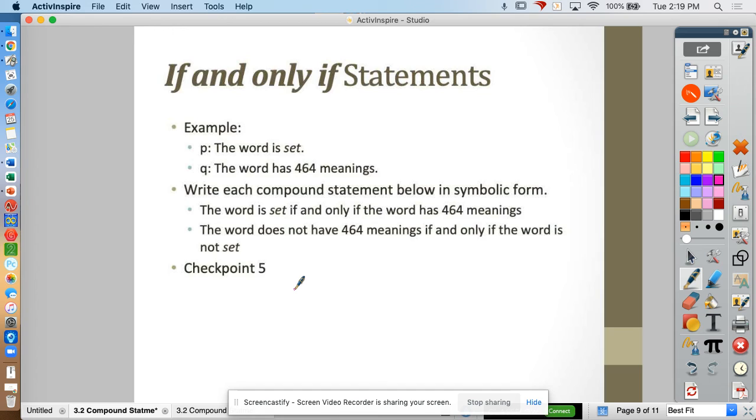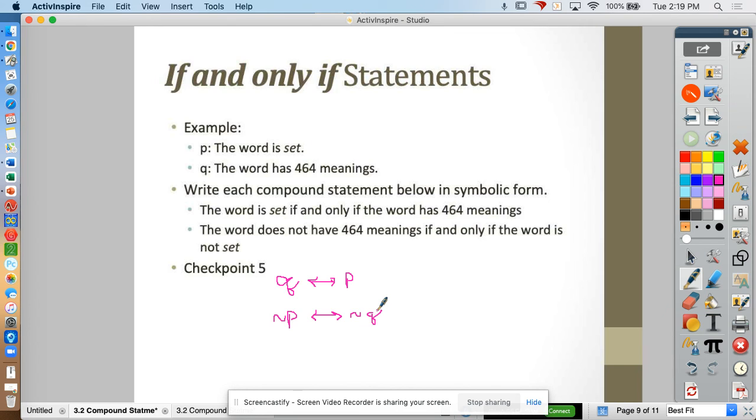So checkpoint 5 says the word is run. The word has 396 meanings. The word has 396 meanings if and only if the word is run. So this one's going to say Q first, Q, double arrow, P. B part says the word is not run if and only if the word does not have 396 meanings. So this one is the negation of P, if and only if, so double arrow, the negation of Q. All right, so there's your A and there's your B.